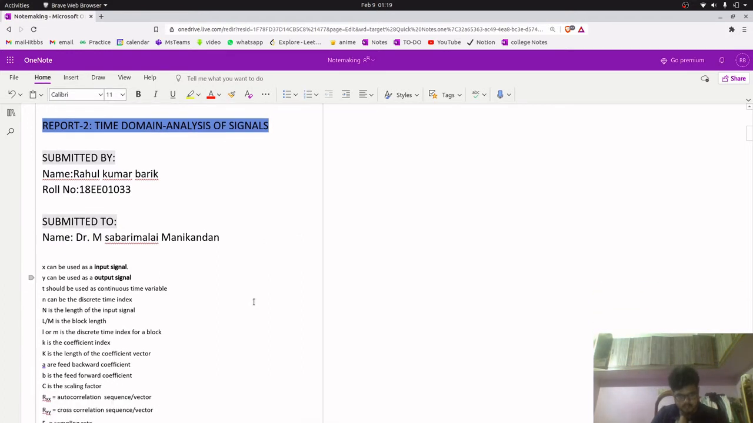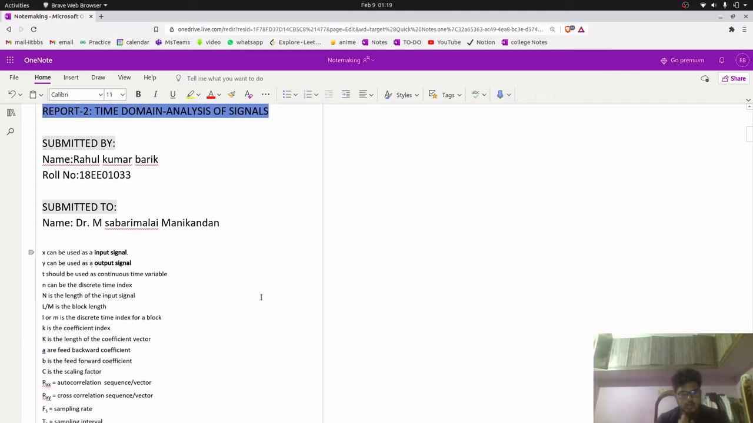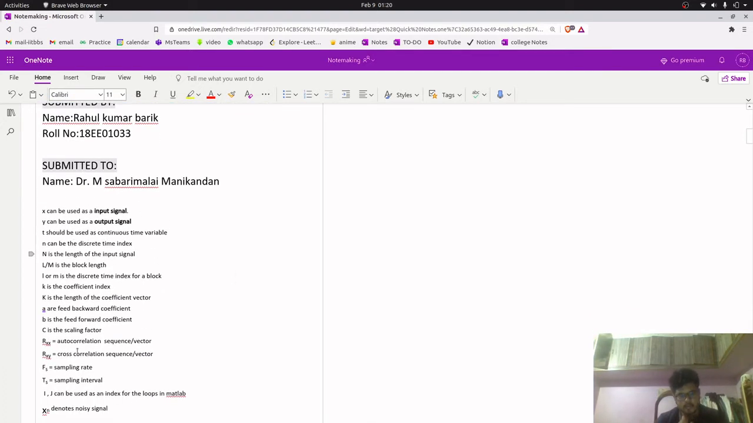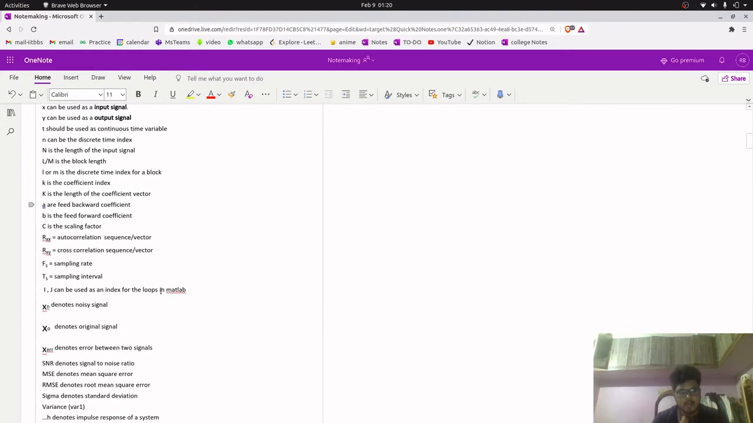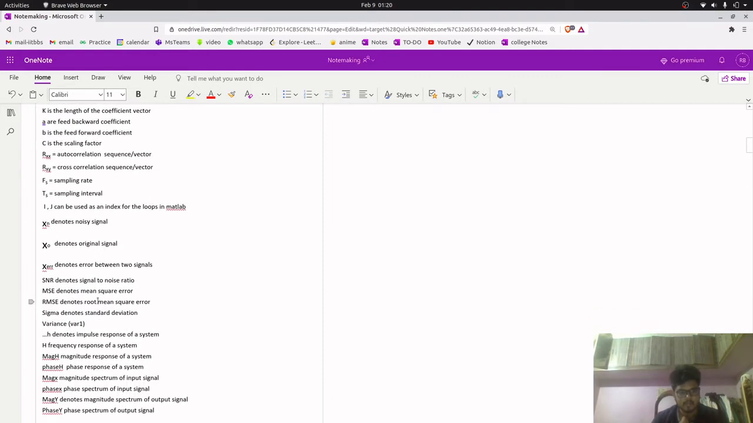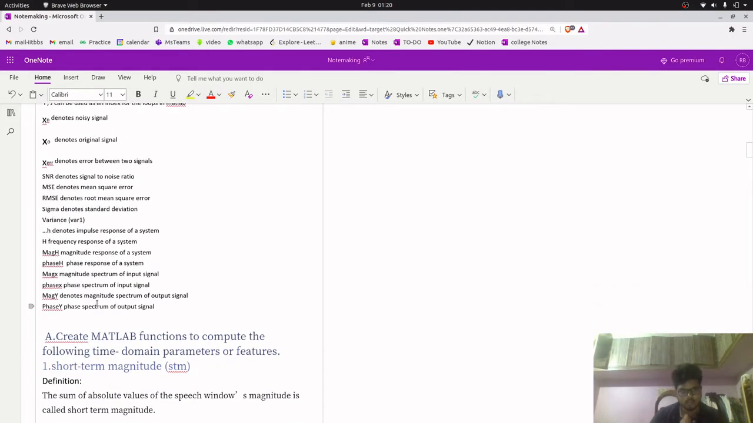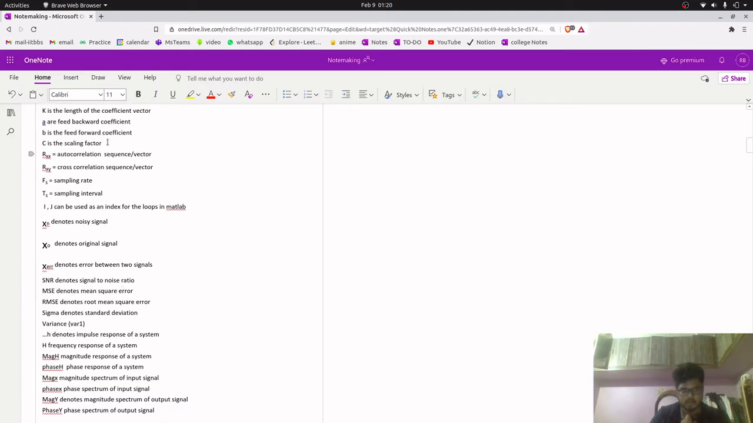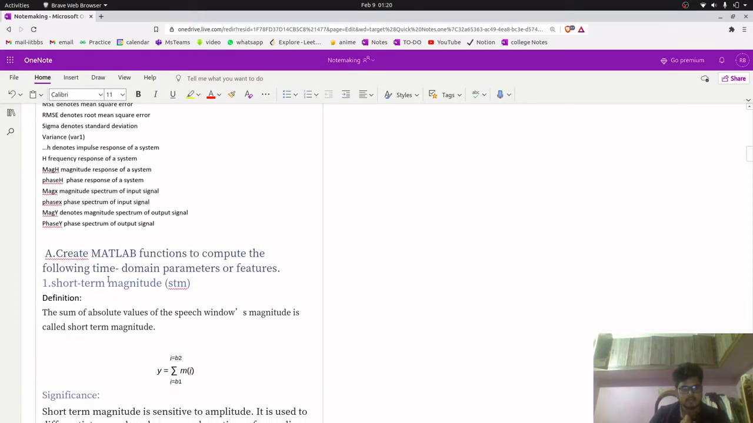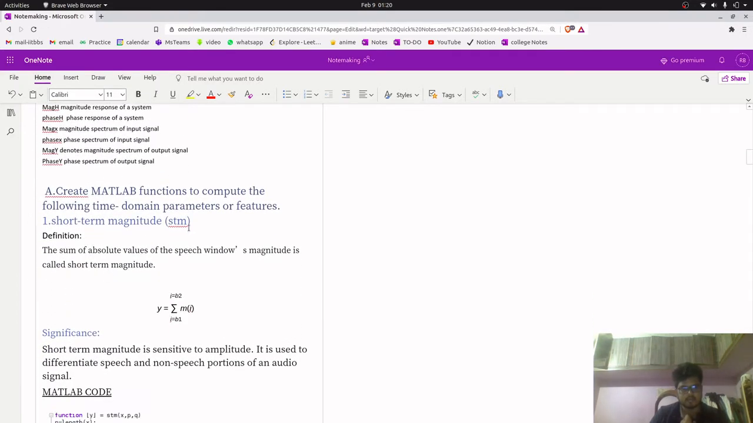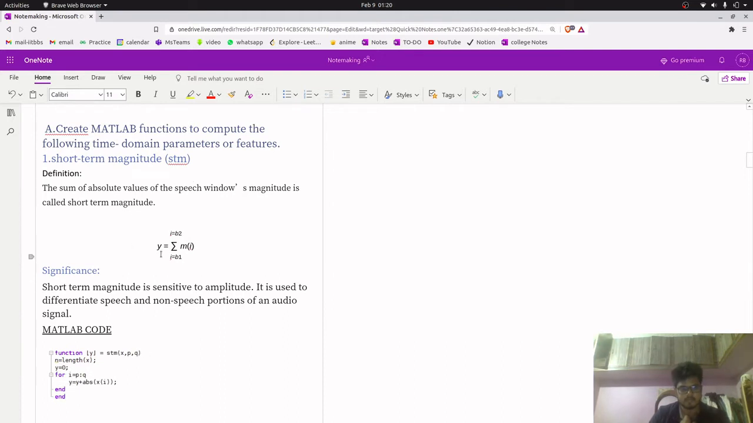Now let's move to our report. I have specified all the general variables that I have used in my code. So X is the input signal and Y is the output signal for the generic code that I have written for MATLAB. Now I don't want to extend the video, so I am not explaining each bit. I will explain the 8 functions bit by bit.